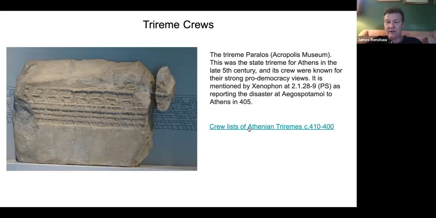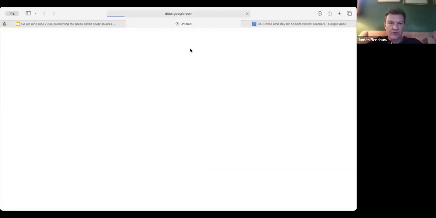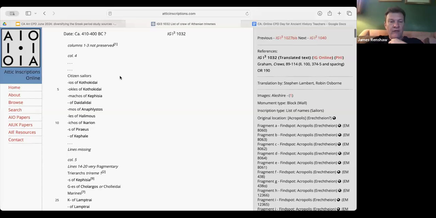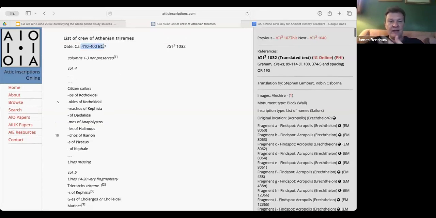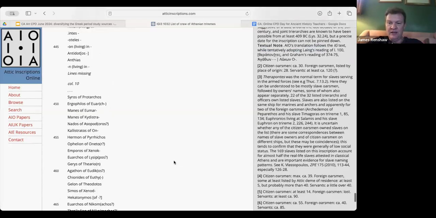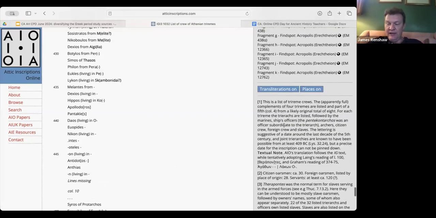What I'm also trying to do here is give you other tools, and I hope this is going to open up okay. So what have we got here? This is a really fantastically interesting inscription, I think. As it says here, it's from Attic Inscriptions Online, so it's freely available. List of crew of Athenian triremes. So this is about the only list I think they have of trireme crews, dates from right at the end of our study period. And if you scroll down, which I'm doing very quickly, and you come down to the notes here, there's some really great notes.